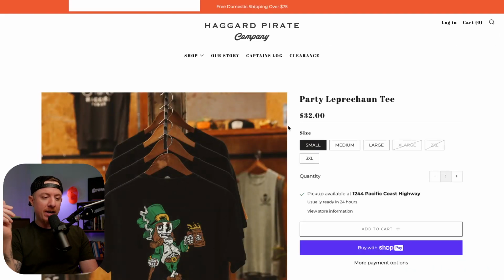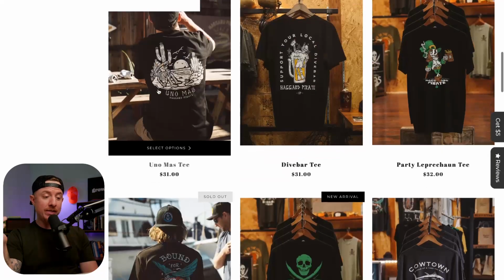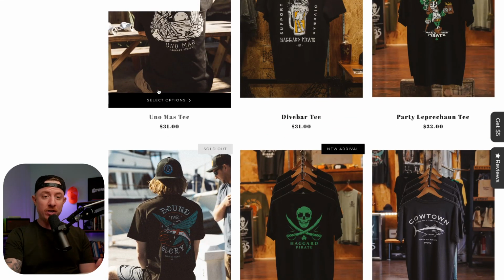This is the Party Leprechaun. Again, they're selling a product that's like the Pirate Leprechaun for St. Patrick's Day. It is March 8th, so I'm sure they released this product to increase their lifetime value and to sell something. Everyone needs a St. Patrick's Day shirt, a green shirt, or else you're going to get pinched, right? So there you go.